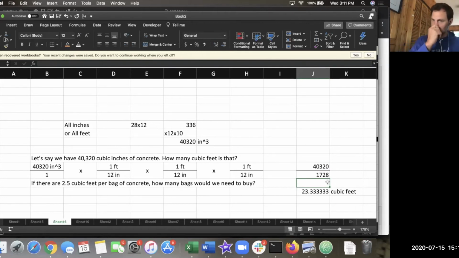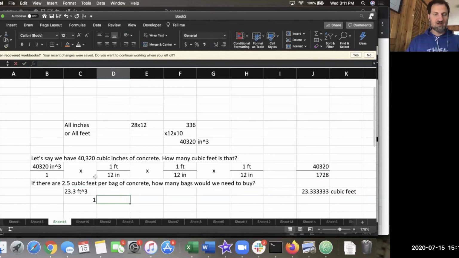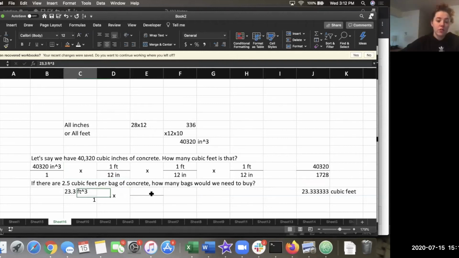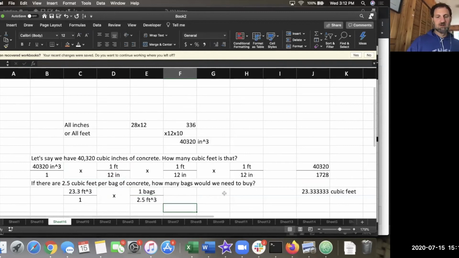Okay, then this last one is just a simple conversion, but it's not a conversion that you would be provided on the page. So this isn't a real test problem, but basically we set up the 23.3 feet cubed over 1, and I'm converting that into bags. So what are the units on the top? What are the units on the bottom? One bag over 2.5 cubic feet. Right. Put my feet cubed on the bottom, put my bags on the top, and that's correct that 1 bag is basically 2.5 cubic feet. So I'm going to end up dividing 23.33 by 2.5. So that's about 9-10 bags of concrete.